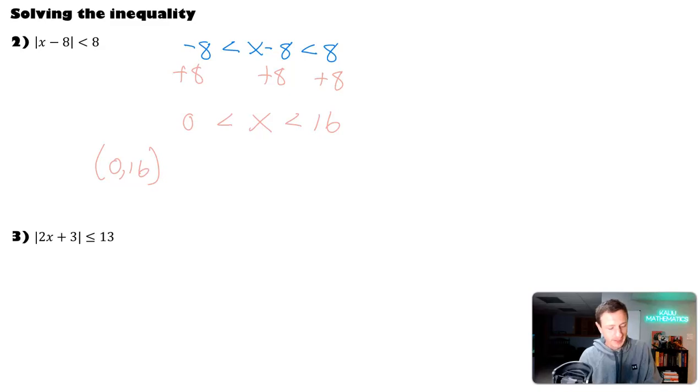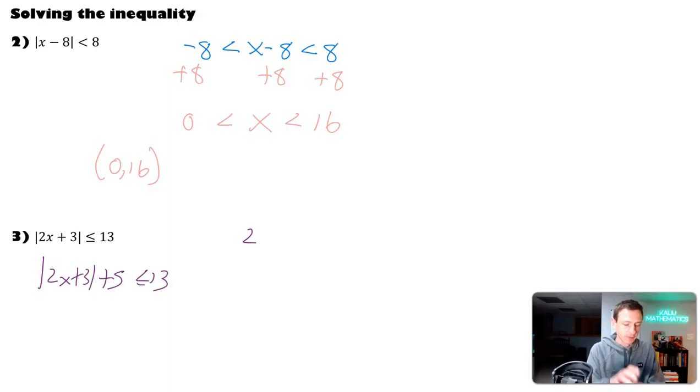Let's look at number 3. Absolute value of 2x plus 3 is less than or equal to 13. So we're going to put that in, the absolute value is by itself. Make sure you always identify if the absolute value is by itself. Let's say we had 2x plus 3 plus 5 less than or equal to 13, you'd want to get that absolute value by itself, but we don't have that. So we're good to go with just putting it between the two values.